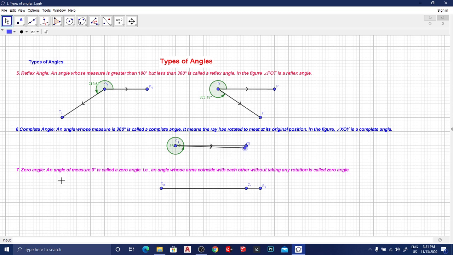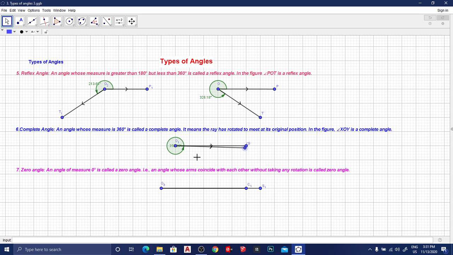Next one is the zero angle. If an angle's measure is 0 degrees, meaning it is not rotated at all, then the angle between these two rays is only 0 degrees. An angle whose arms coincide with each other without taking any rotation is called a zero angle. So this is a zero. For zero angle, you should not indicate any arrow like this. But for 360 degrees, you have to show this. That's the main difference between zero angle and complete angle.